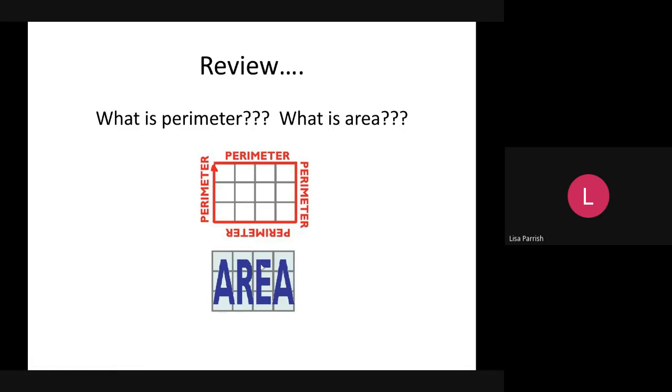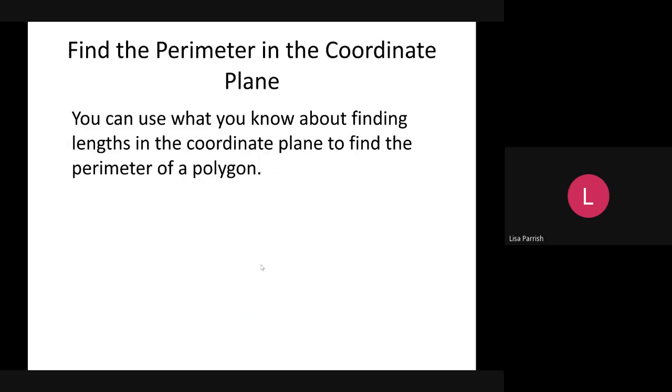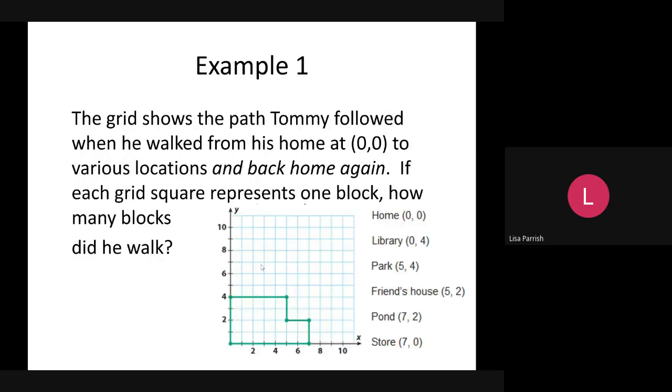So if you have that orange formula sheet, that can be handy for this. All right, so we want to find the perimeter in the coordinate plane. It says you can use what you know about finding lengths in the coordinate plane to find the perimeter. Okay, so let's practice one.